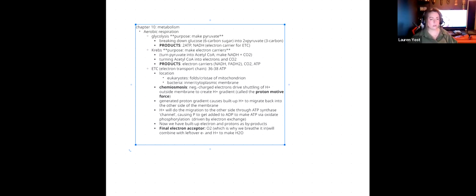So that's kind of boring, doesn't make very much energy, but if you don't have any oxygen, that's what you'll do. So it happens in the absence of O2. And this is only done by the facultative anaerobes. And they will go through aerobic respiration if O2 is present.